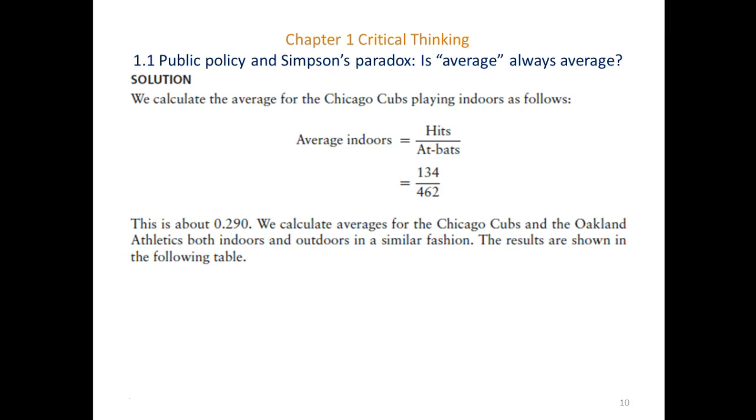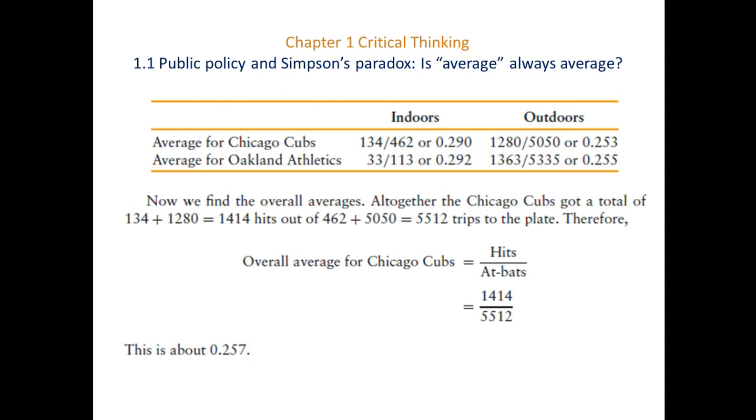Solution. We calculate the average for the Chicago Cubs playing indoors as follows. The average indoors is equal to hits divided by at-bats. That is the number of times an athlete was able to hit the ball divided by the number of times the athlete was attempting to hit a ball. This ratio is equal to 0.29, or 29%. We calculate averages for the Chicago Cubs and the Oakland Athletics both indoors and outdoors in a similar fashion. The results are shown in the following table.